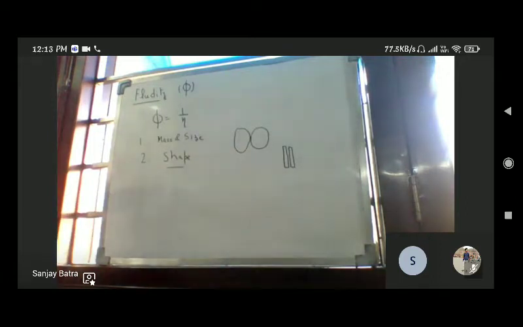So write next to shape: spherical molecules offer less resistance to flow than the plate-like molecules, as area of contact increases.